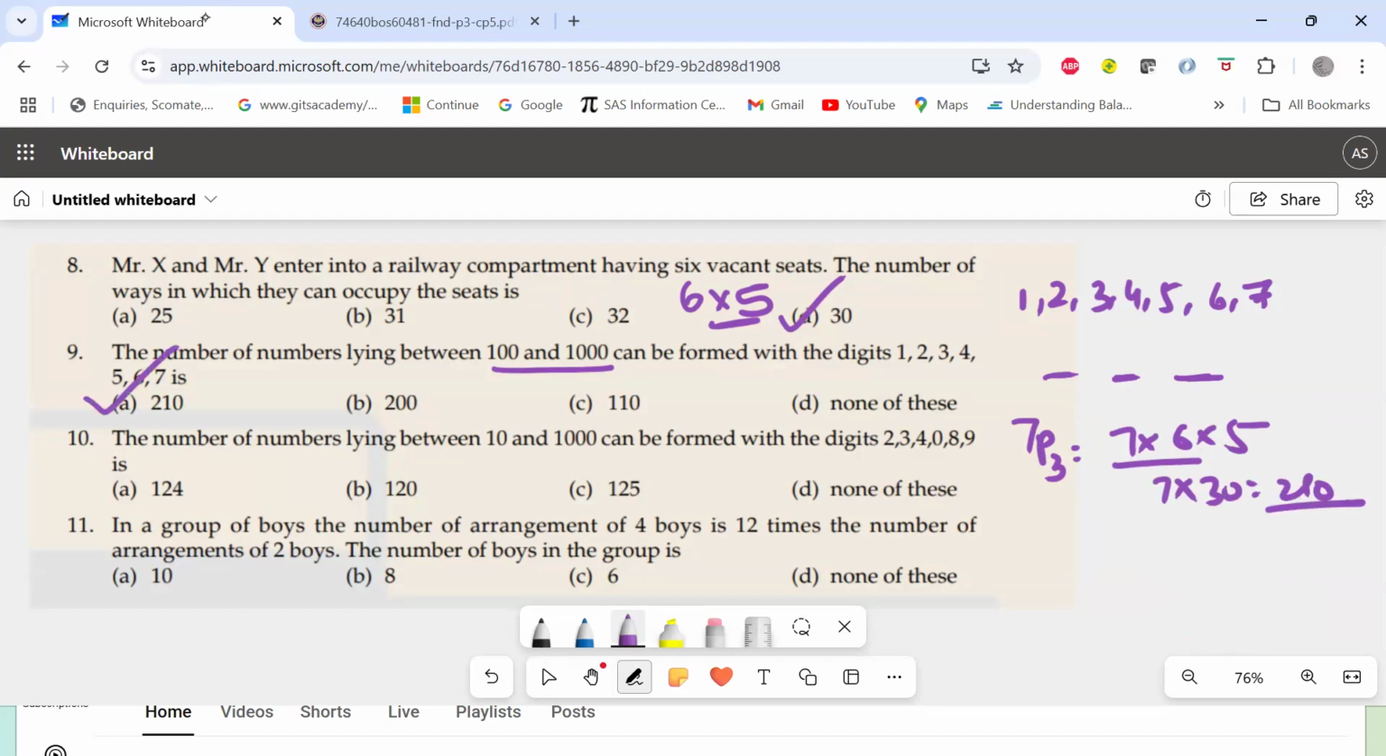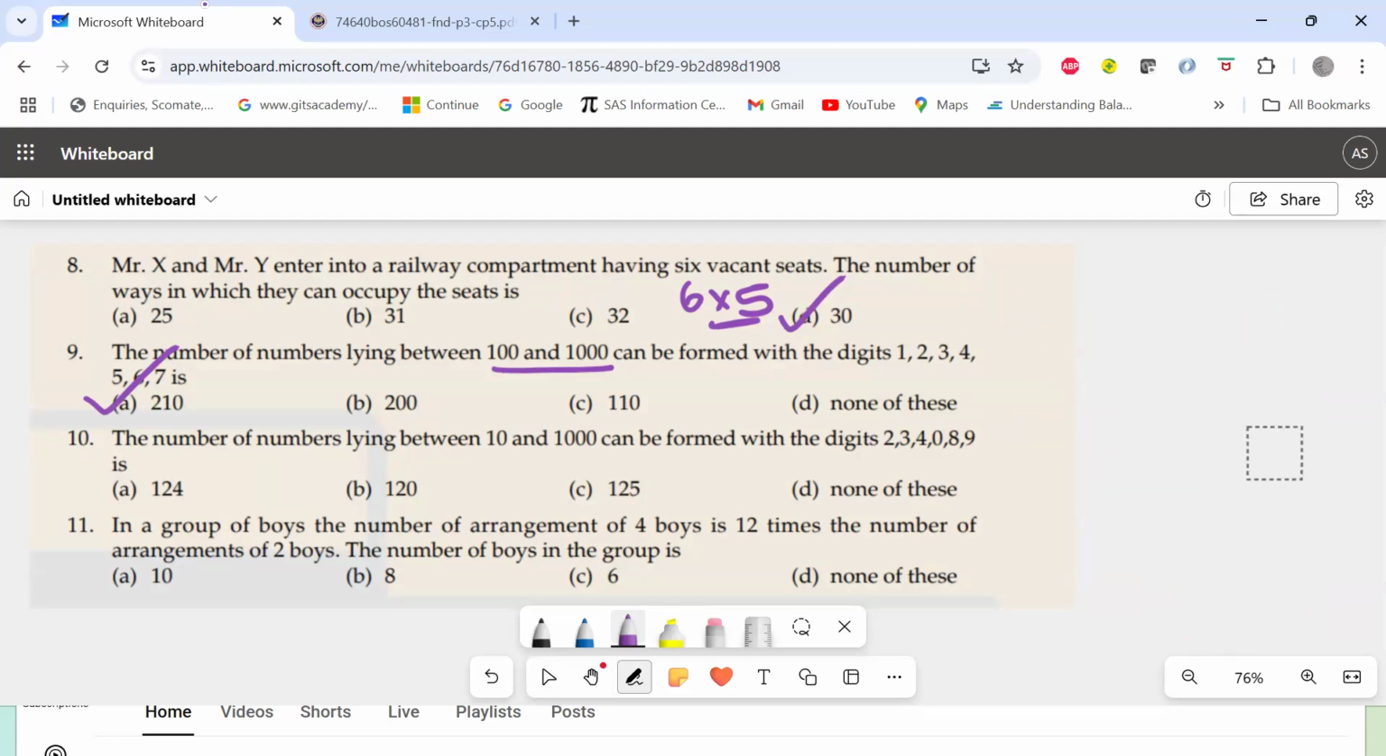Okay, the number lying between 100 and 1000 with the digits 2, 3, 4, 0, 8, 9. Now if 0 is there, then 0 cannot come in the 100 place. Here 0 cannot come in the unit place. Remaining any digit can come here. So in the 100 place 0 cannot come, so any of the 5 digits, 1, 2, 3, 4, 5, can come here. Then out of these 5 digits, any 4 digits can come here. So the answer for this is 25 fours are 100.